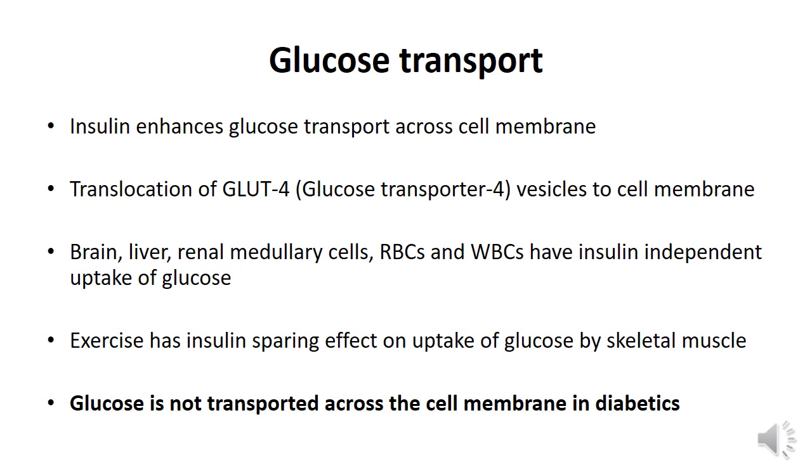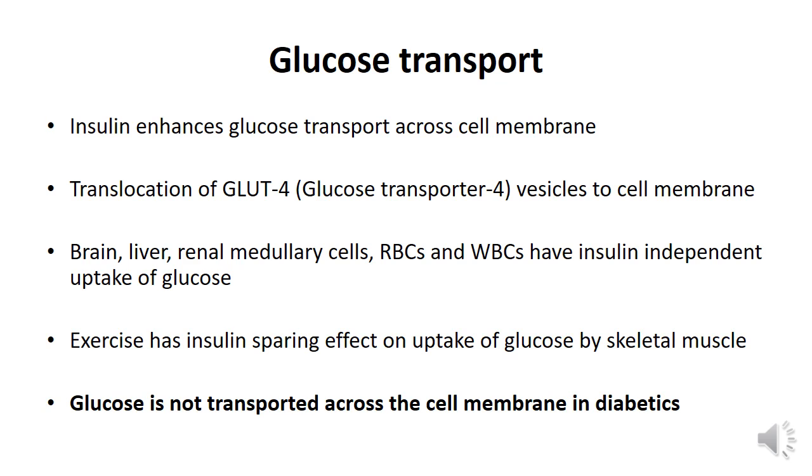Insulin enhances glucose transport across the cell membrane. How? This is possible because insulin translocates the vesicles which contain glucose transporter 4 from the cytoplasm to the cell membrane. GLUT4 is a glycoprotein which enhances the uptake of glucose from the blood vessels into the cells.